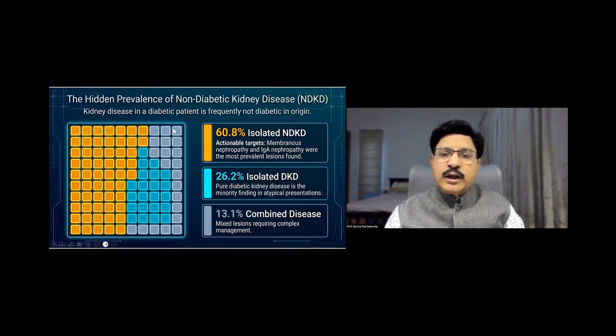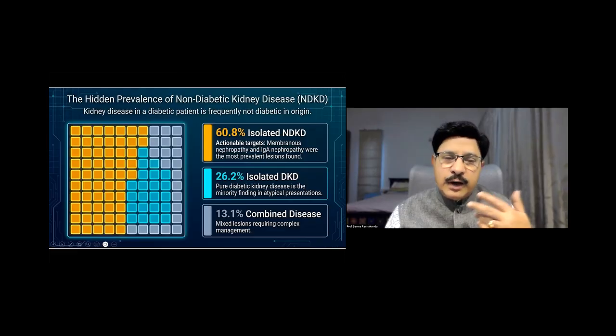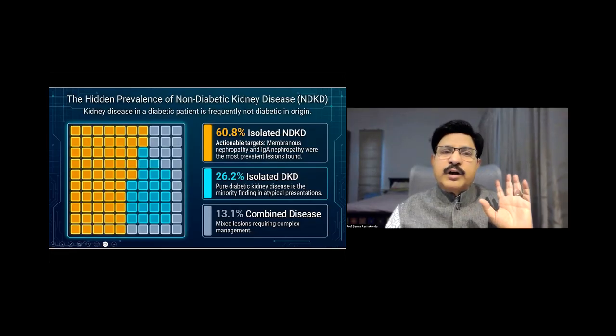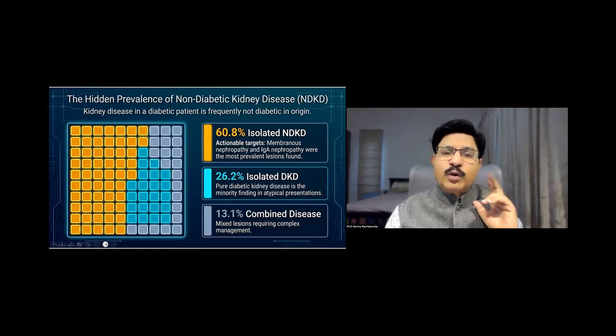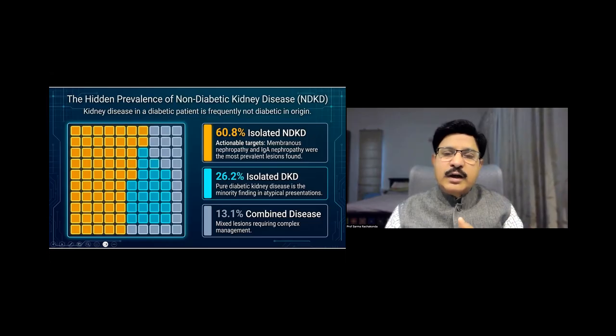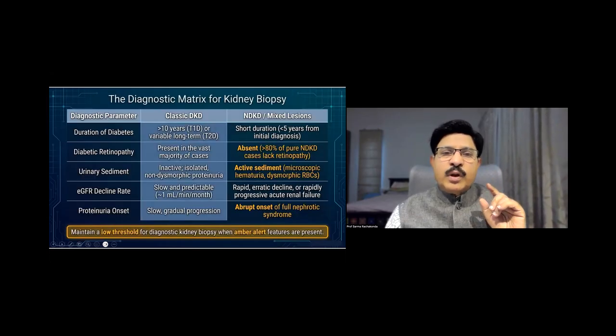We forget to unearth them. Second one is isolated DKD. There are no other causes, only diabetes is the cause. In 13%, both diabetic kidney disease and a non-diabetic cause are operating together. Kidney disease in a diabetic patient is frequently non-diabetic in origin, which we forget to notice. Unless you treat that, the kidney disease will not get controlled. Now, you see classical CKD, that is the NDKD or mixed lesions. Duration of diabetes: more than 10 years versus short duration.